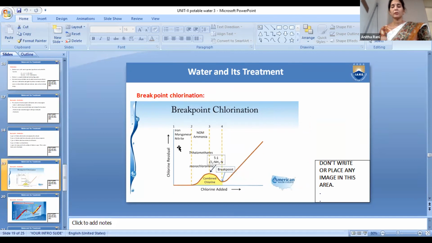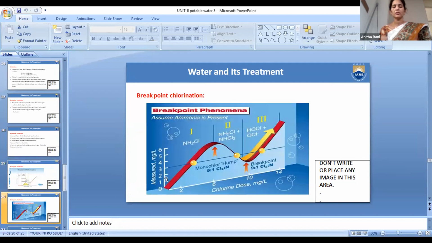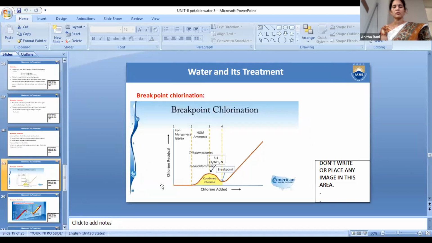There is no chlorine remaining here. So chlorine completely reacts, it is oxidizing the reducing impurities present in water. So you won't see any curve here. You can see it is like a horizontal line only. You won't observe any increasing curve. Means here no chlorine will be there. Okay, so this diagram you see.